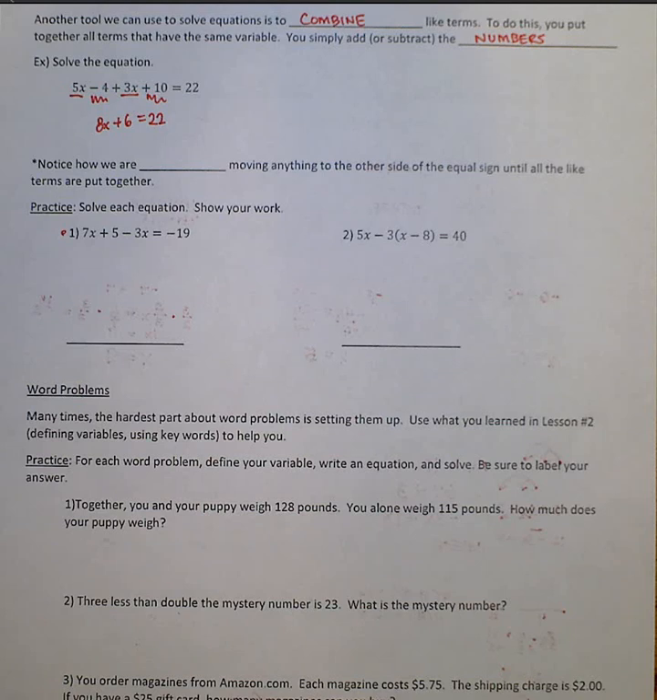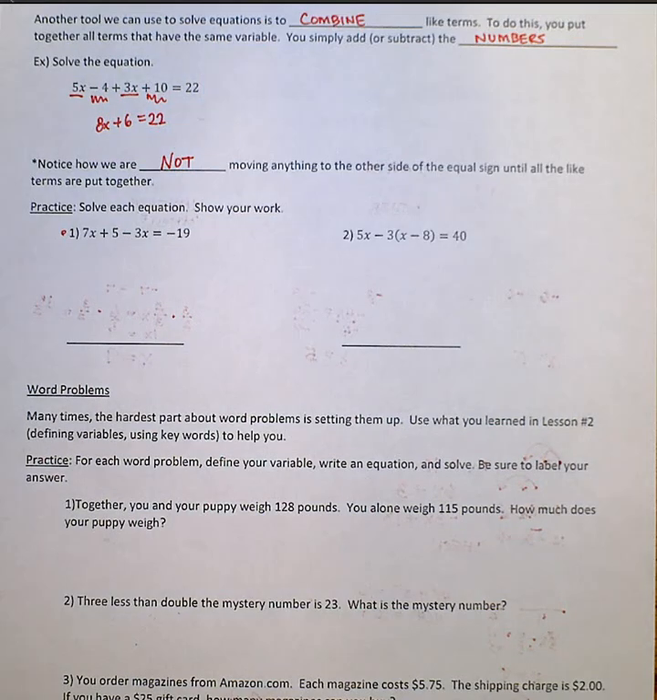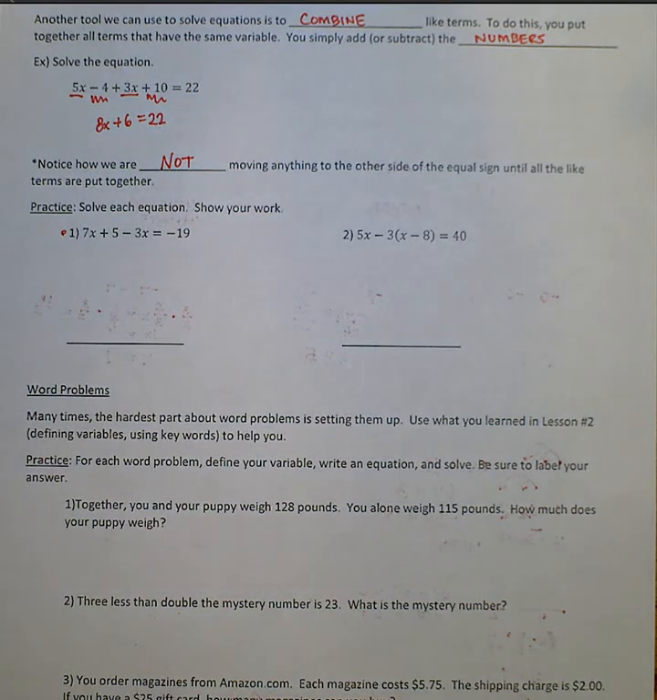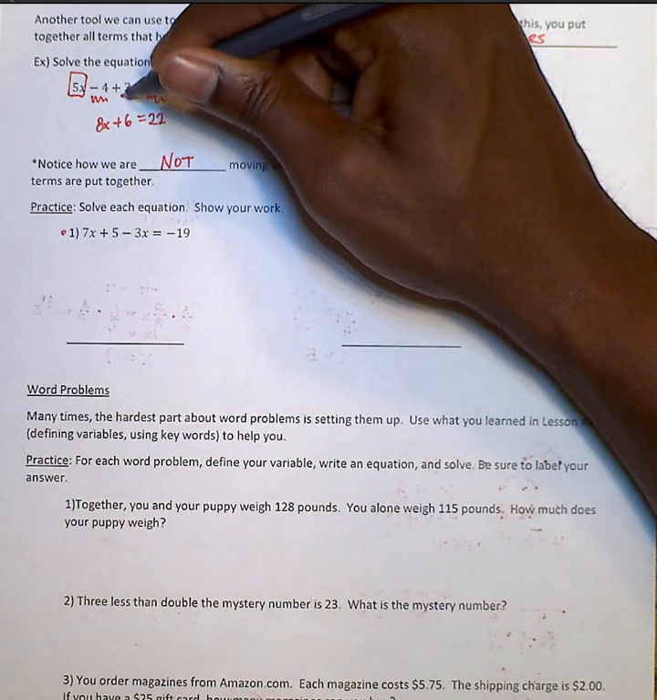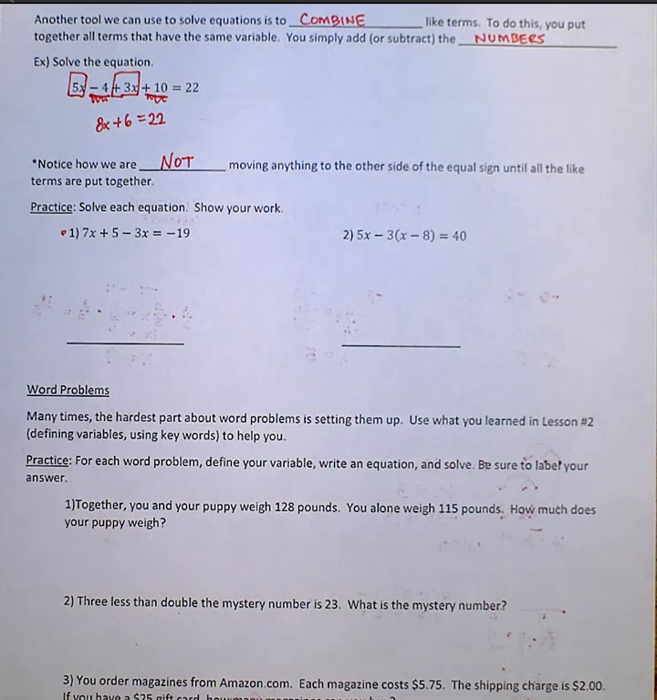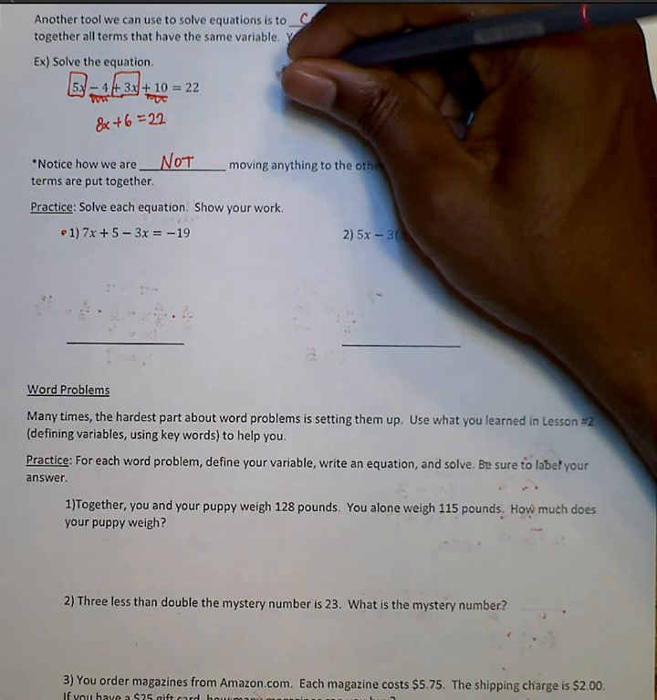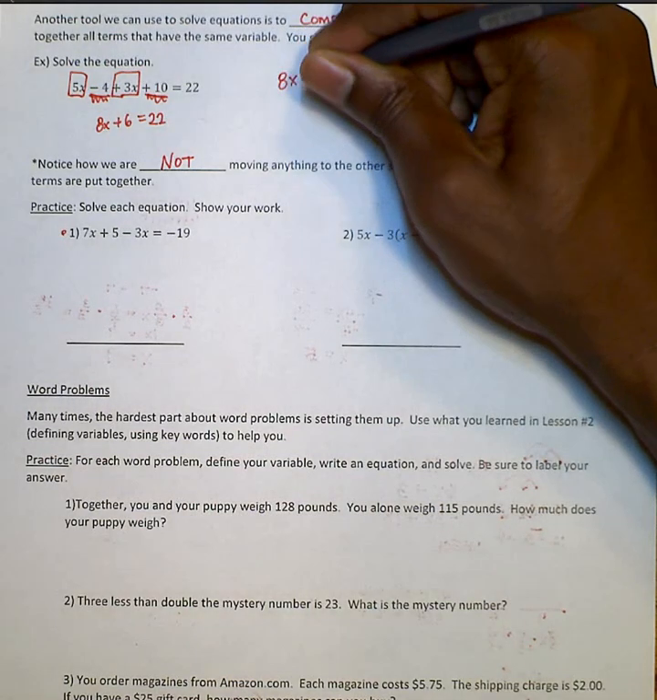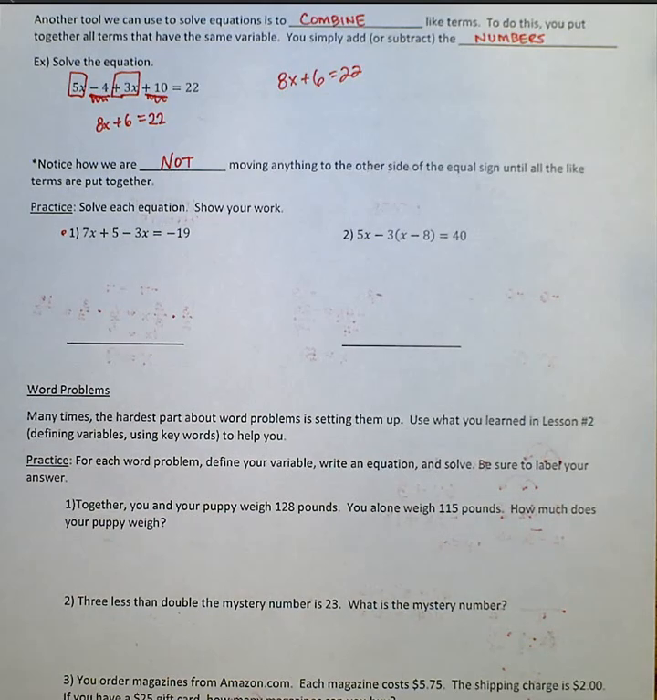Now notice how we are not moving anything to the other side of the equal sign until all the like terms are put together. This first step was just me saying, okay, these are alike, let me make sure I put them together. These are alike, let me make sure I put them together. Nothing changed sides, and because they didn't change sides, we didn't have to do any inverse operations. And so now I would be able to just solve this equation, 8x plus 6 equals 22. Same equation, same thing, just a different look.